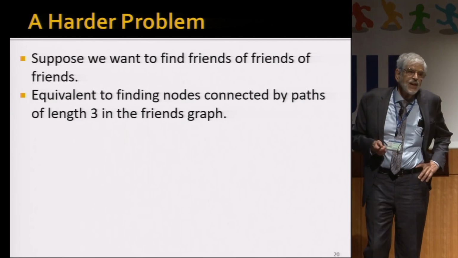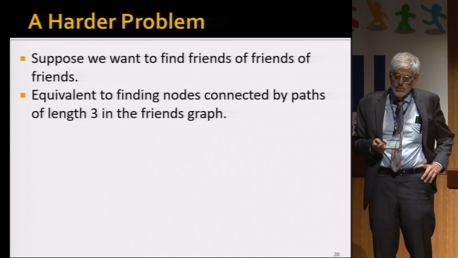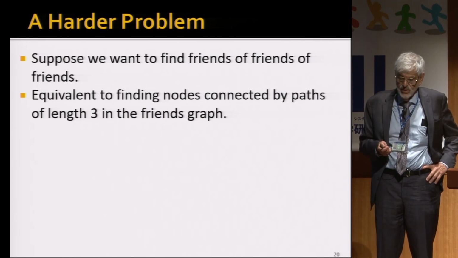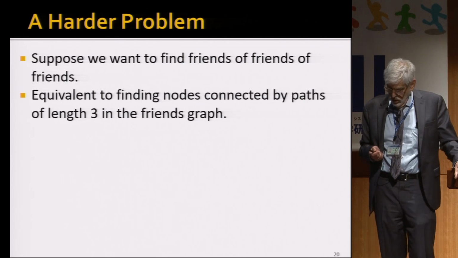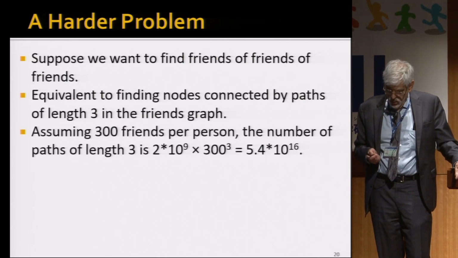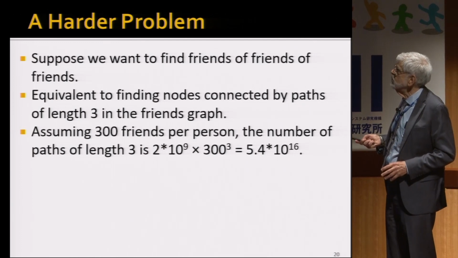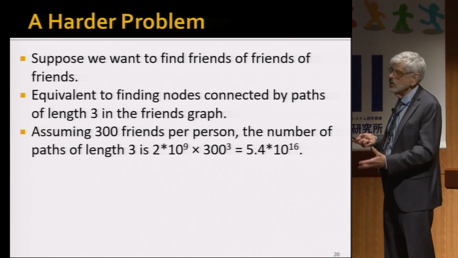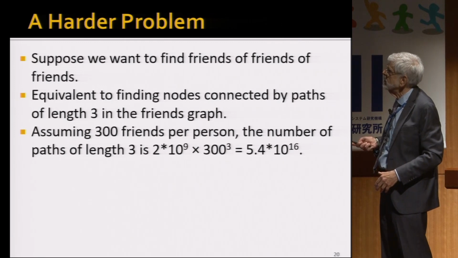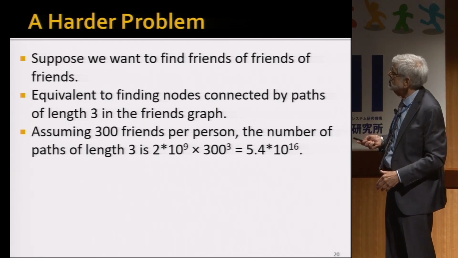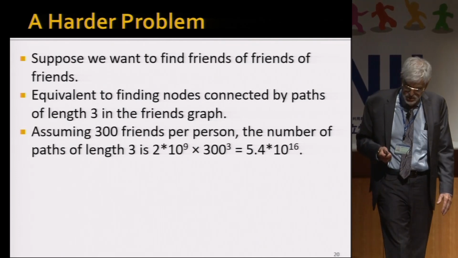Now, if that's not enough, I want to talk about an even harder problem. Instead of friends of friends, now I want to find friends of friends of friends. That's the same as finding the paths of length 3 in the friends graph. So now we've got even more work to do. Again, this is just a little more arithmetic. You've got these 2 billion nodes. Each node has 300 friends, and then each of those nodes has 300 friends, and then each of those nodes has 300 friends. So you get 2 times 10 to the 9th times 300 cubed. That's this number. I don't even know how to say that number, but it's big.